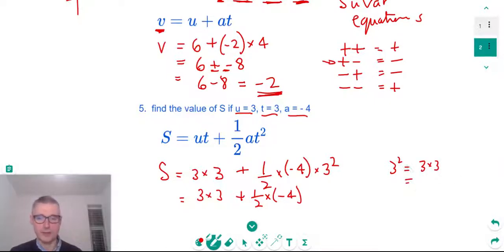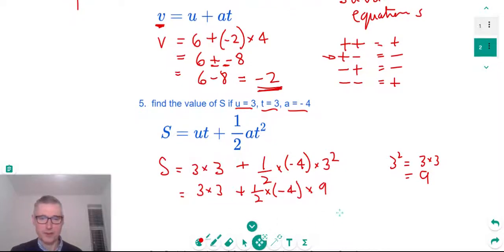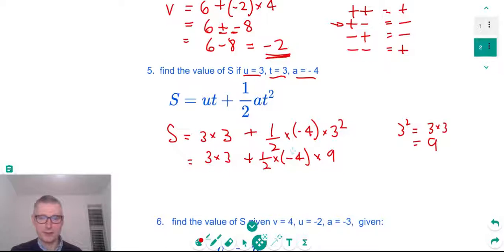So the 2 tells us how many times to multiply it by itself, and that will give us 9. So that's times by 9. So the next thing I'm going to do, on the BIDMAS list, the next thing we could do was any multiplication. So that's what we're going to do next. So we're going to work out 3 times 3 is 9, and then we're going to add to it the result of half times -4 times 9.